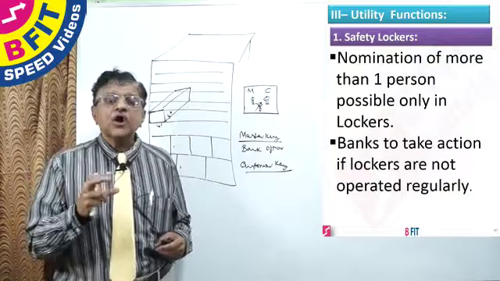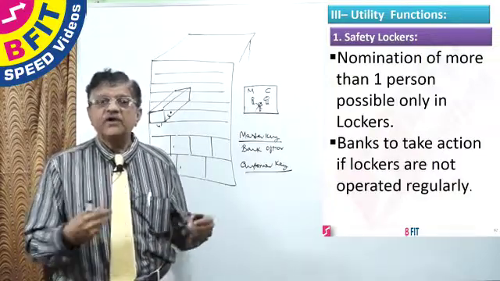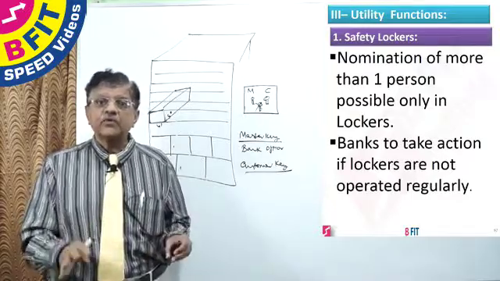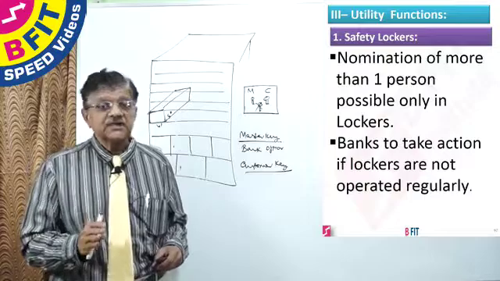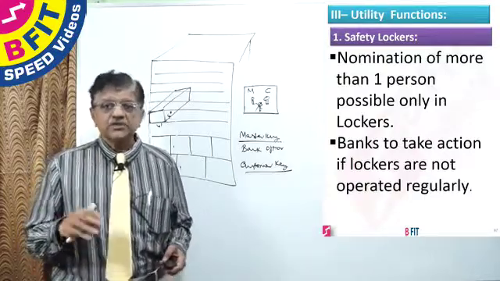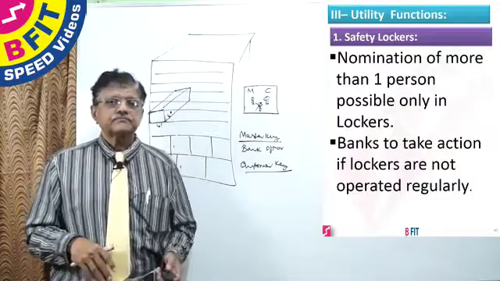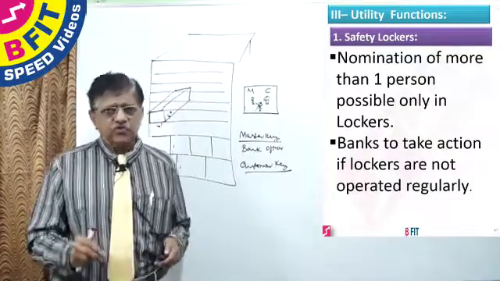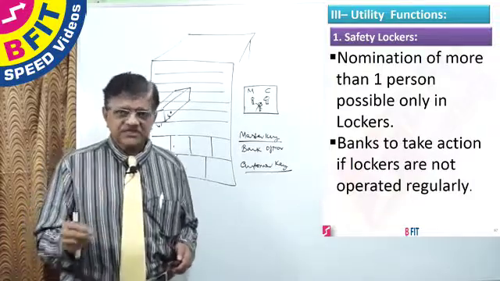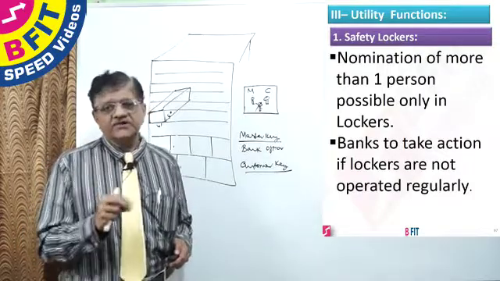And banks have to constantly keep in touch with the locker customer. They have to verify how frequently, periodically, the lockers are operated. Suppose a locker is not at all operated for 1 year or something like that, the bank must find out such customers and immediately contact them so that the lockers become functional again. So safety locker is a very useful utility function provided by the banks to its customers.